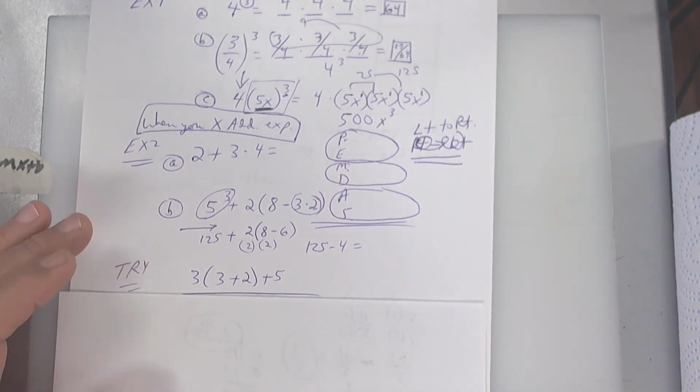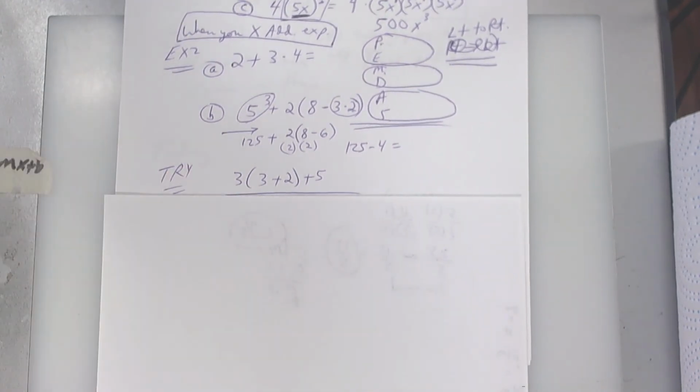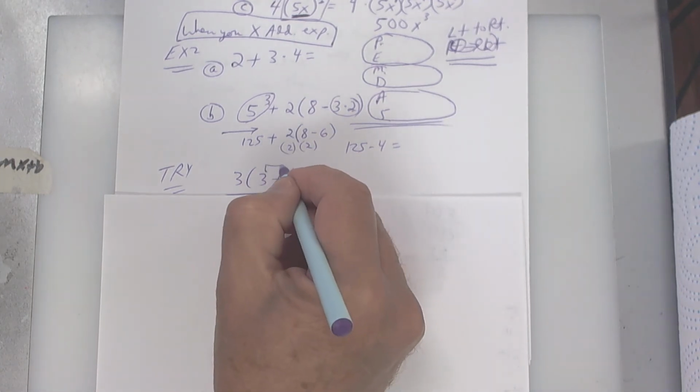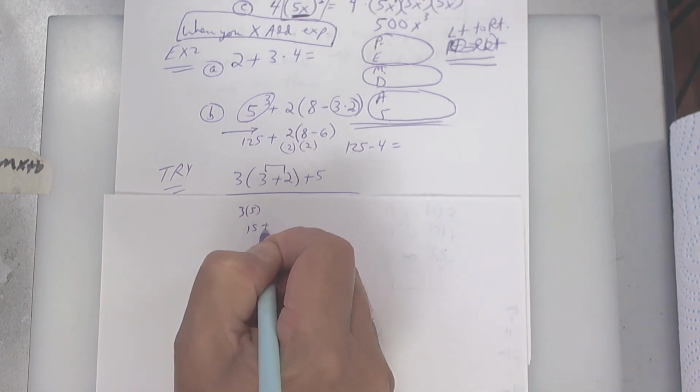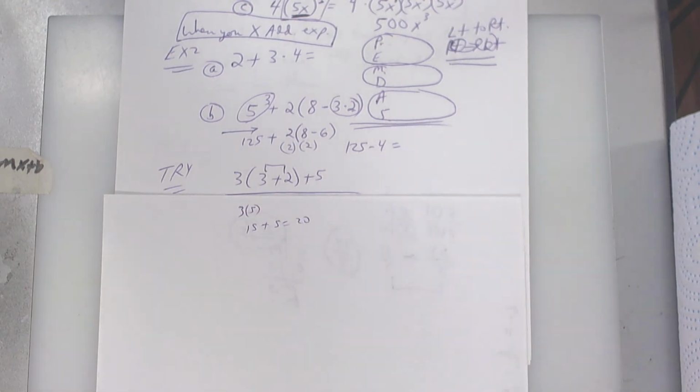All right, try this one. Parentheses come first. Multiplying will come next. So the parentheses is 5. So it's 3 times 5, which is 15, plus 5 gives you 20. Okay, not too hard.